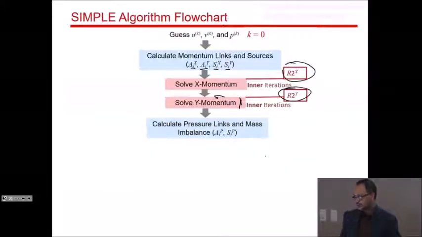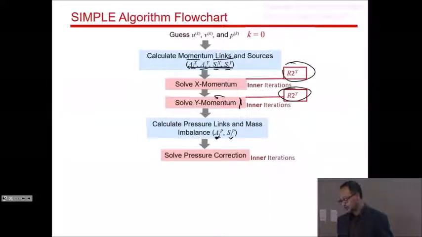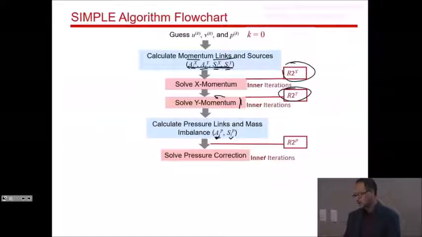Once you've solved the momentum equations, you calculate your link coefficients for pressure correction. So that's these two guys and your source terms, mass imbalance, essentially. You take the velocity field, plug it in, and calculate your mass imbalance and your pressure links. Now the pressure links, of course, will require the momentum links themselves, so that's why you have to store these. Then you solve your pressure correction equation. And before you even solve it, right here, you're storing the L2 norm of the mass imbalance.